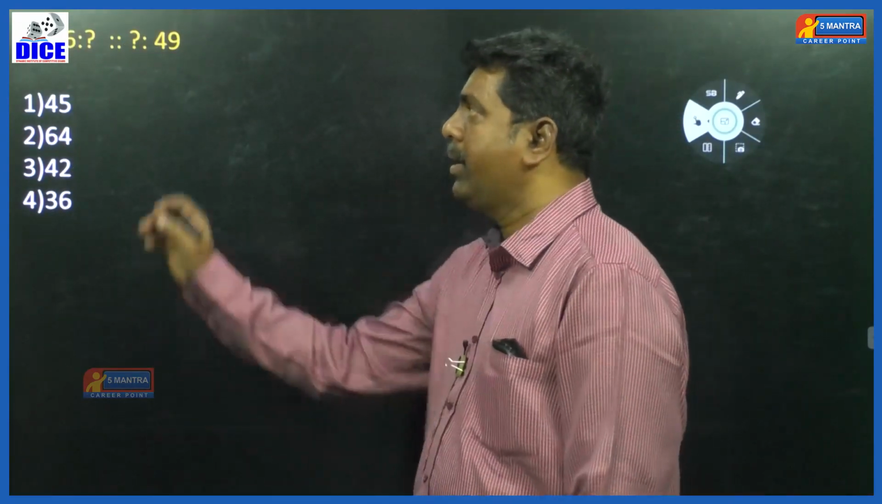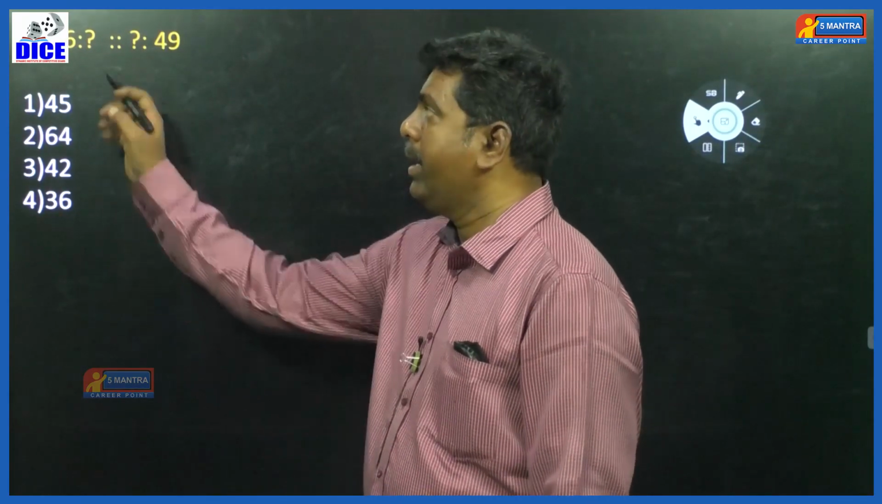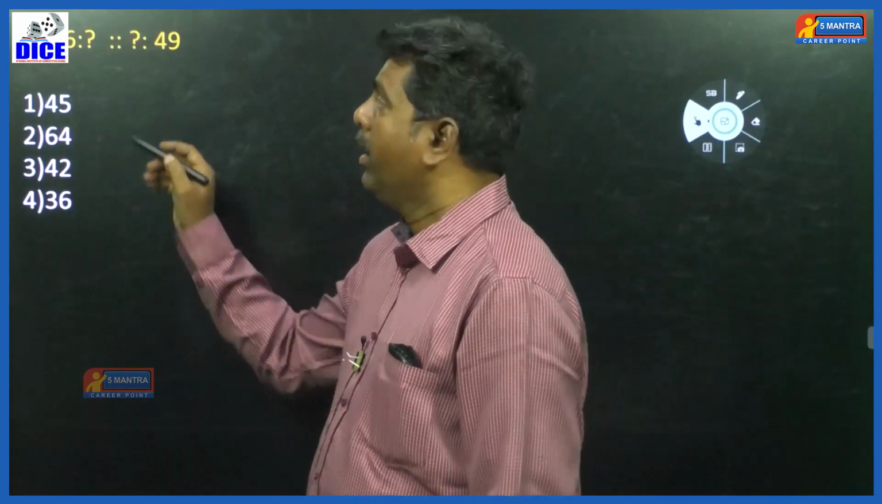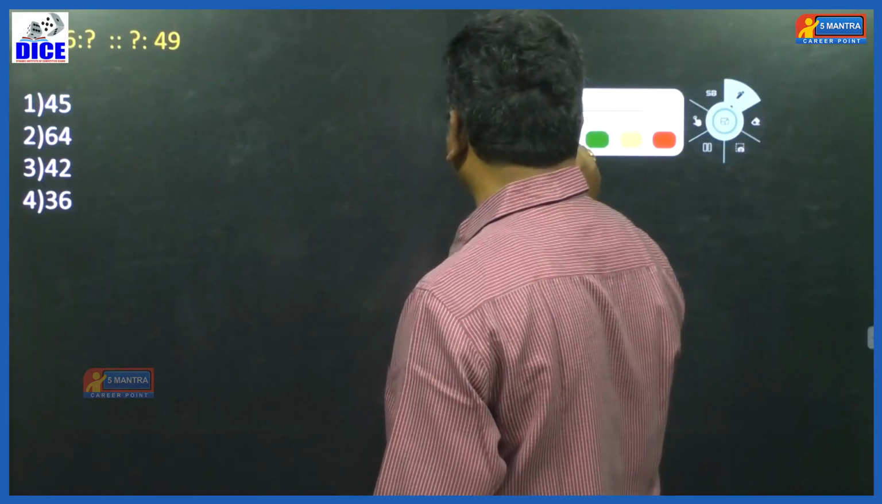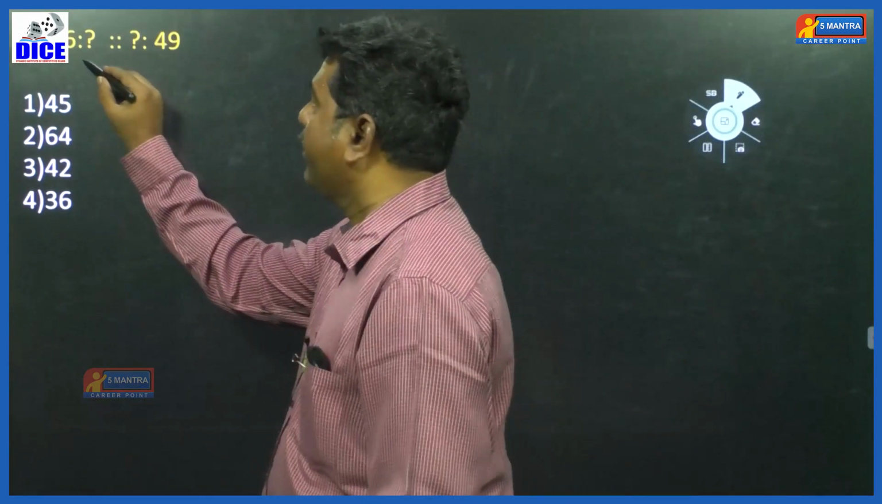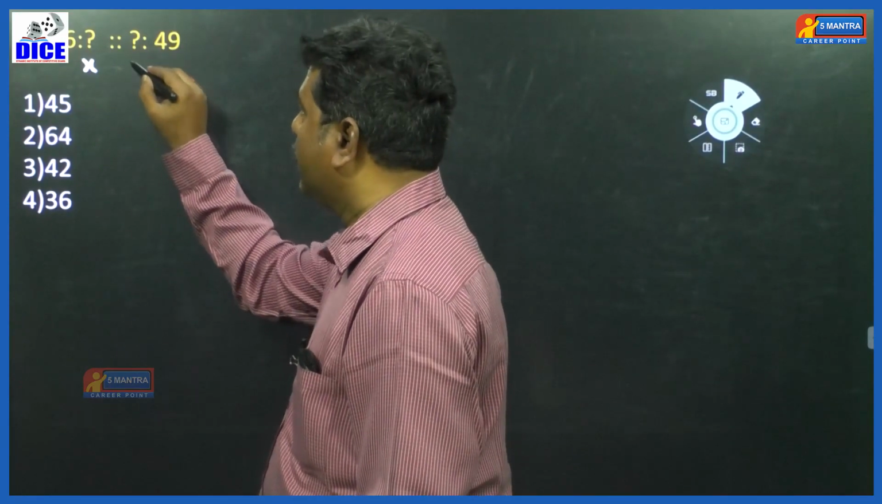See here. Here the question is 36 is to question mark proportion question mark is to 49. Here there are two question marks. In the two question marks you can assume x only, here x, here also x. Same process.